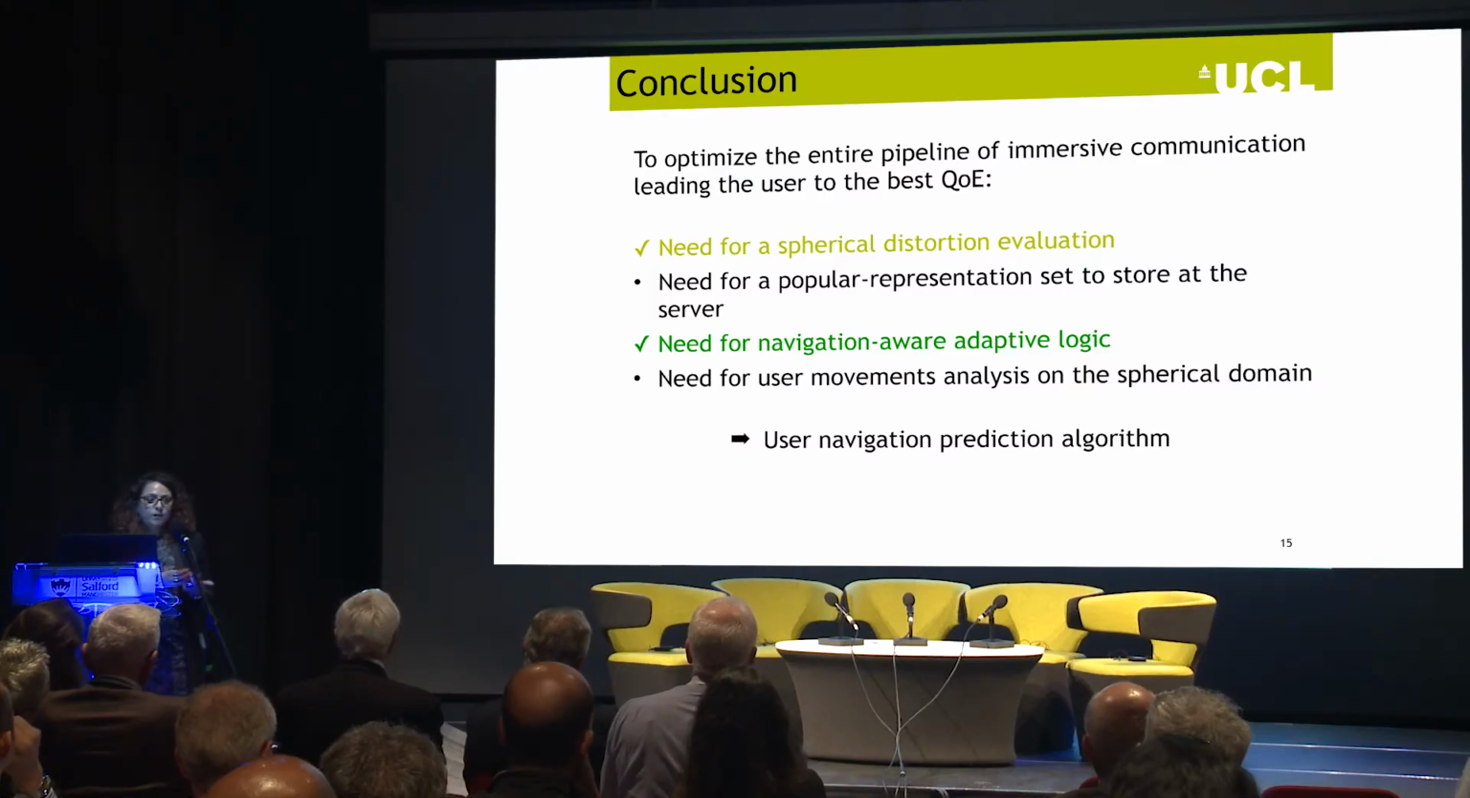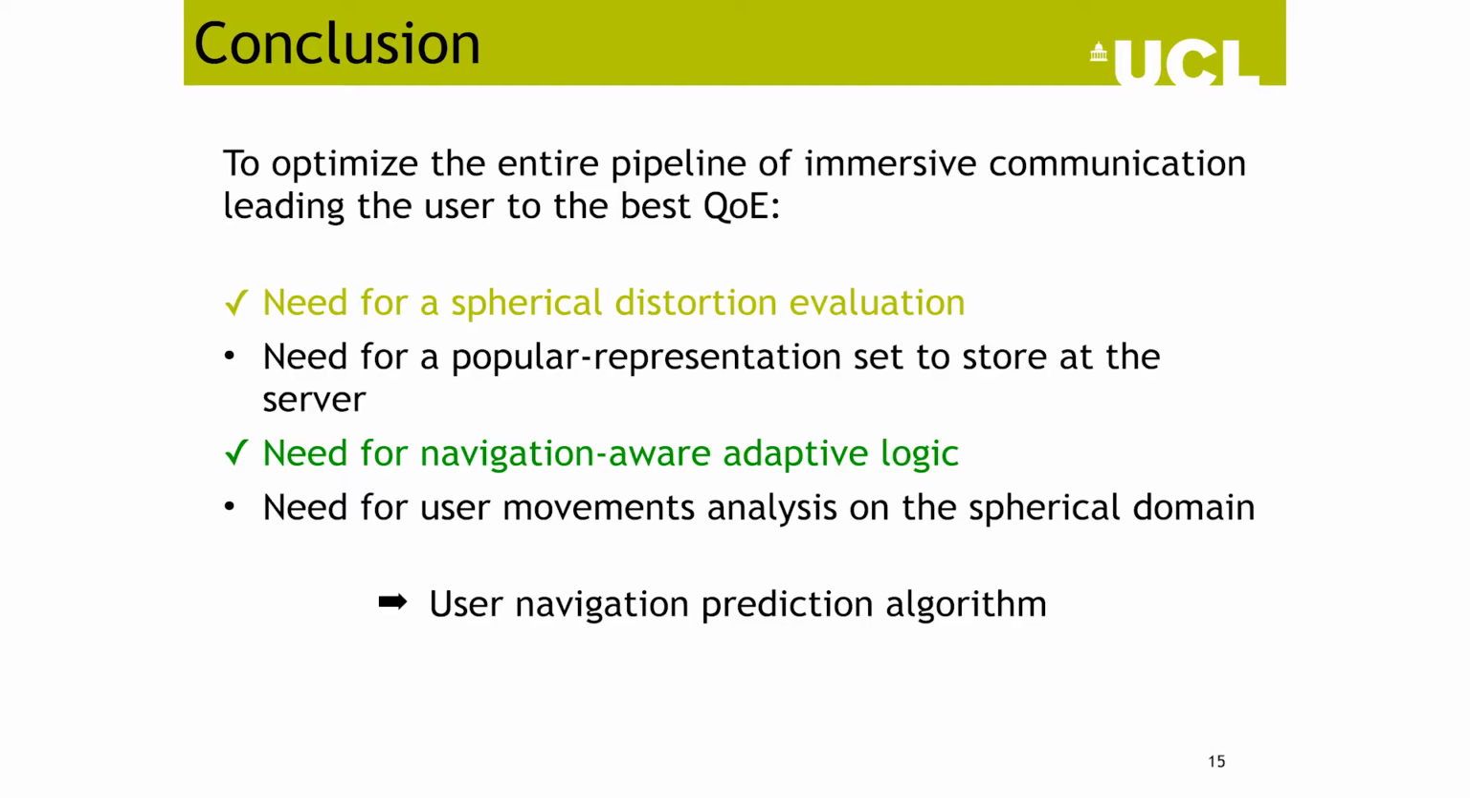So to summarize, we have seen that to optimize 360-degree video streaming, we need to improve some aspects. For example, we need a spherical distortion metric. We need to optimize the storage at the server side. We need a navigation-aware adaptive streaming at the client side that also considers the user behavior. And finally, we need to predict the user behavior during the navigation in an immersive video.